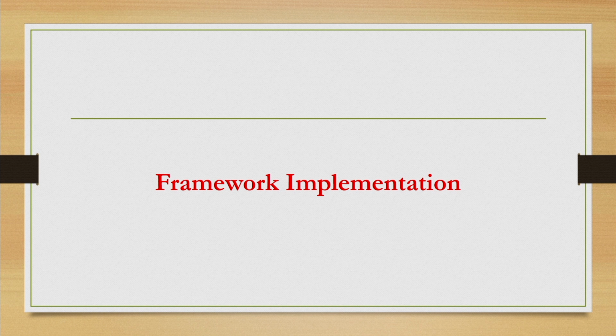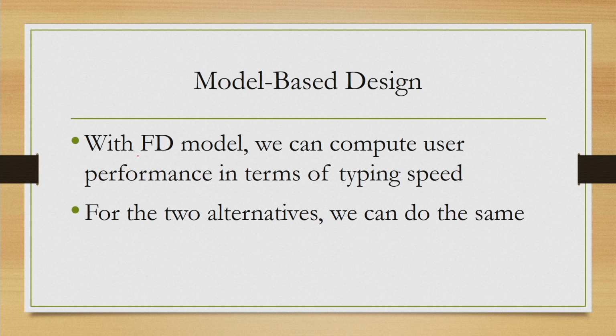Let us see how we can implement the framework so that we can choose the best among the two possible alternatives or a set of possible alternatives using the models. Recollect that with the Fitts-Digraph model, which is a model for single finger typing, we can compute performance in terms of typing rate. Now, for the two alternatives we can do the same. For each alternative we apply the Fitts-Digraph model to compute performance or the typing speed, and the one that gives the better or the higher typing speed will be the one that we should choose.